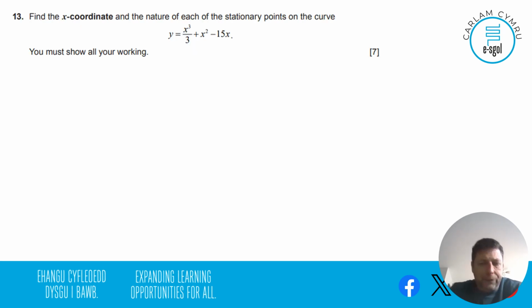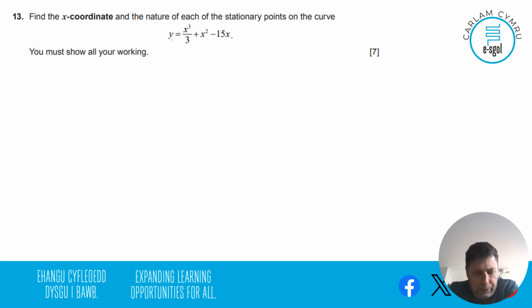Now I often say, question 13, I often say with additional maths, part of it's GCSE higher tier and part of it is A level, so that's why it's a good mixed exam. This question is classic A level, unit 1 that you'll do in year 12 in AS maths. Find the x coordinate and the nature. Now the nature we'll get to in a second.